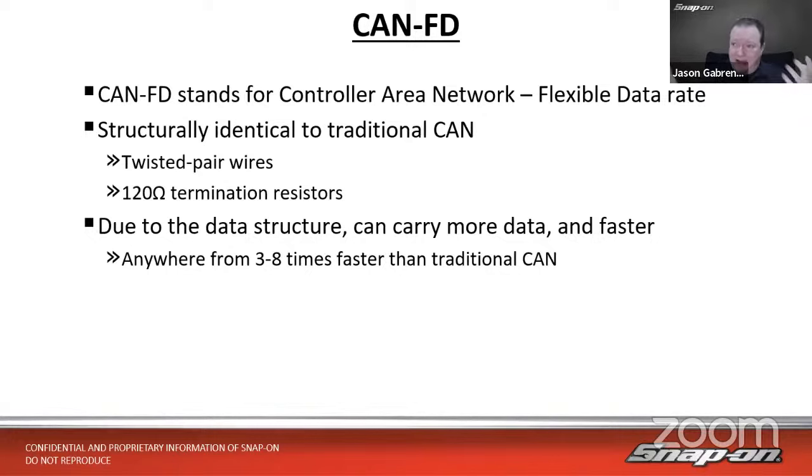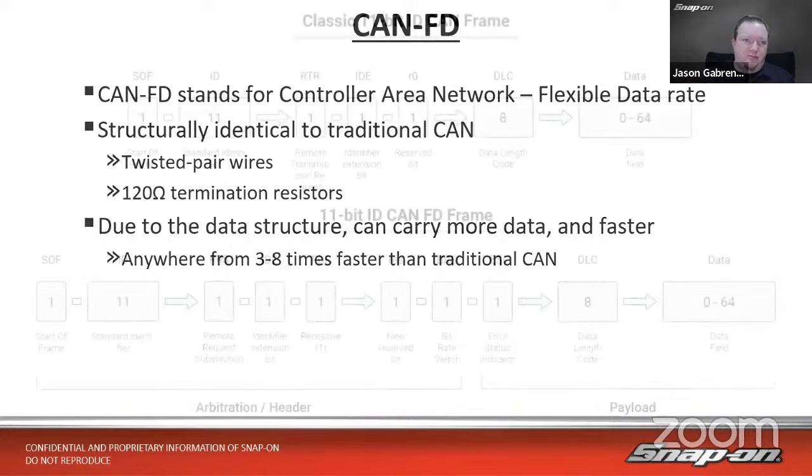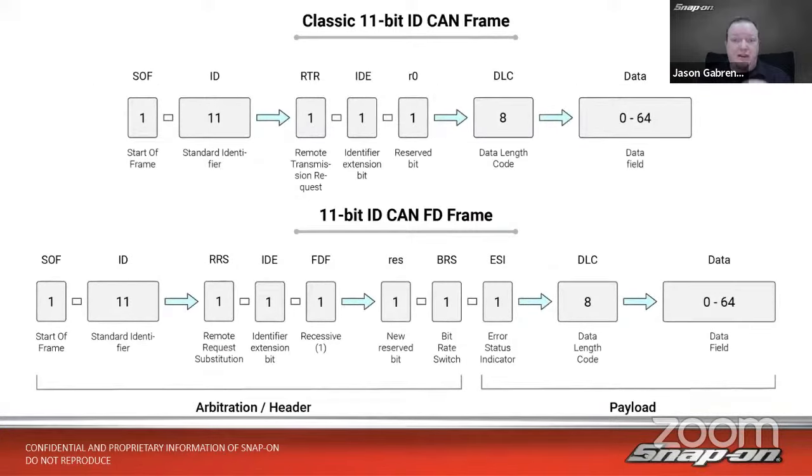Due to the data structure though, it can carry more data and faster. Anywhere from 3 to 8 times faster than traditional CAN was what I was able to find. So it could be up to 3 times faster, which would be 1500 kilobits per second, up to 8 times, which would be 4,000 kilobits per second. So considerably faster when it needs to be. And they use these, by and large, on the types of things that need higher speed or higher throughput volume of data. So things like cameras and electric vehicle controllers are really where it's going to be used.